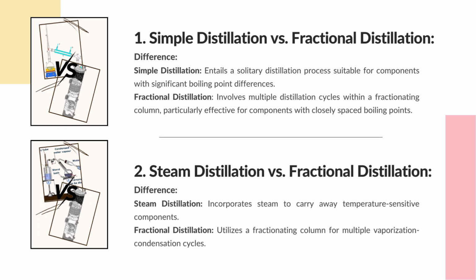Now moving on with the next type of distillation, which is steam distillation. In comparison of steam distillation versus fractional distillation, steam distillation involves the use of steam to carry away the temperature sensitive materials or temperature sensitive components. While talking about fractional distillation, it uses a fractionating column for multiple vaporization condensation cycles.